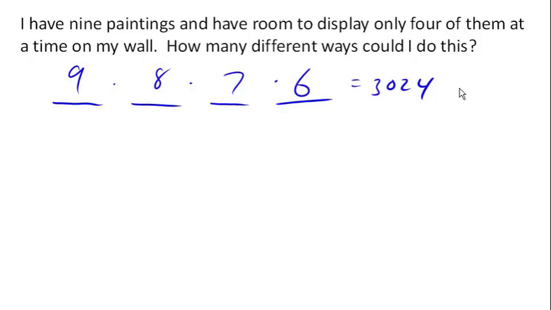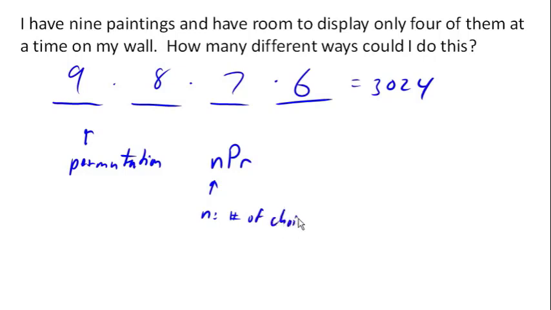And this thing is what we call a permutation. A permutation is a rearrangement of items where order matters, and we're selecting from a group. The usual notation is nPr, where n is the number of items, number of choices, and then r is how many we're going to pick. So r is the number we pick from our total number of choices.